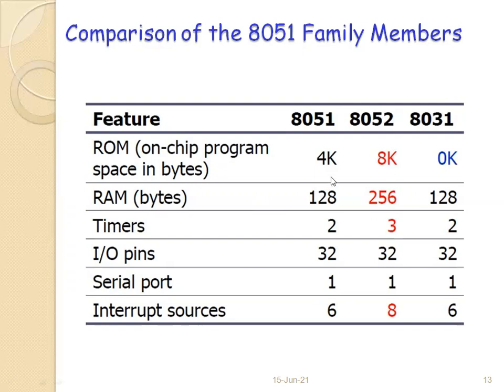All the other features are the same: 128 bytes of RAM exists in the 8051, which is later modified in the higher version, the 8052, where you can find 256 bytes of RAM. The timers are 2 for the 8051, 3 for the 8052, and 2 for the 8031. One serial port is available for each variant, whether 8051, 8052, or 8031. The interrupt sources are 6 for the 8051, 8 for the 8052, and 6 for the 8031.